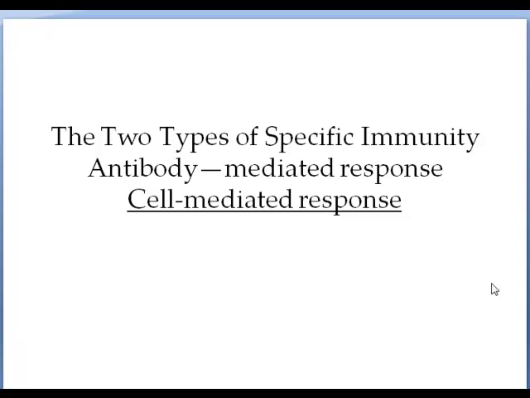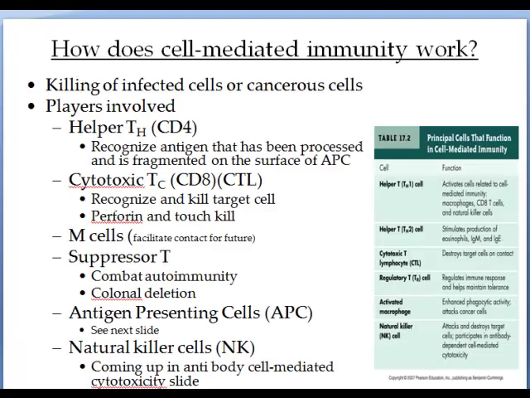Now, this particular section, we are still back on the specific immunity, and we will now look at the cell-mediated response, which is a lot more complicated than the antibody-mediated response. Recall again, the antibody-mediated response primarily was played by the B cells. How does the cell-mediated immunity work? Now, cell-mediated immunity is mainly used for killing infected cells, in particular cancerous cells.